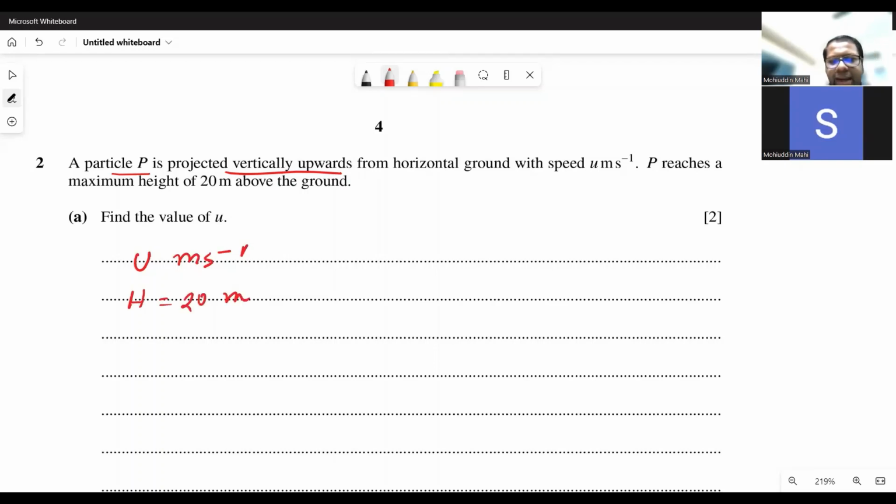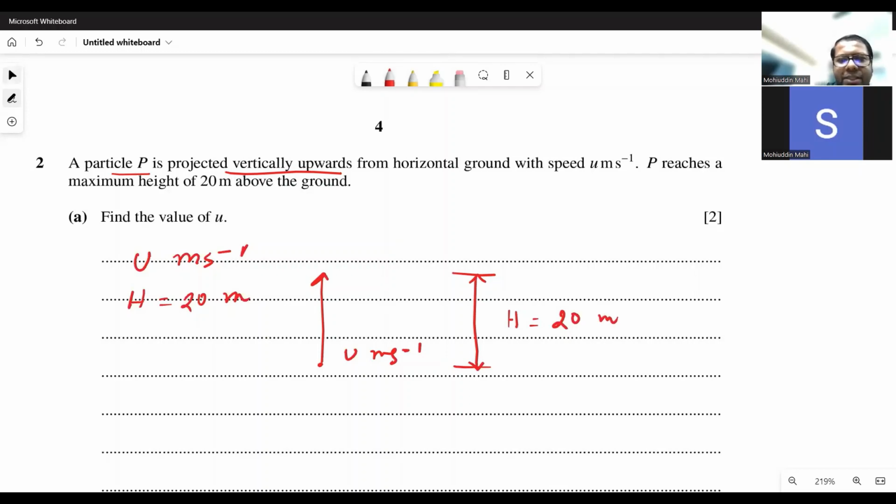So we all know that at maximum height, the final velocity is going to be 0. So we can use the formula. Okay, at first, let me draw the figures. It will be easier. u meter per second, that was the initial velocity, and the object is moving to a height of h equals 20 meters.